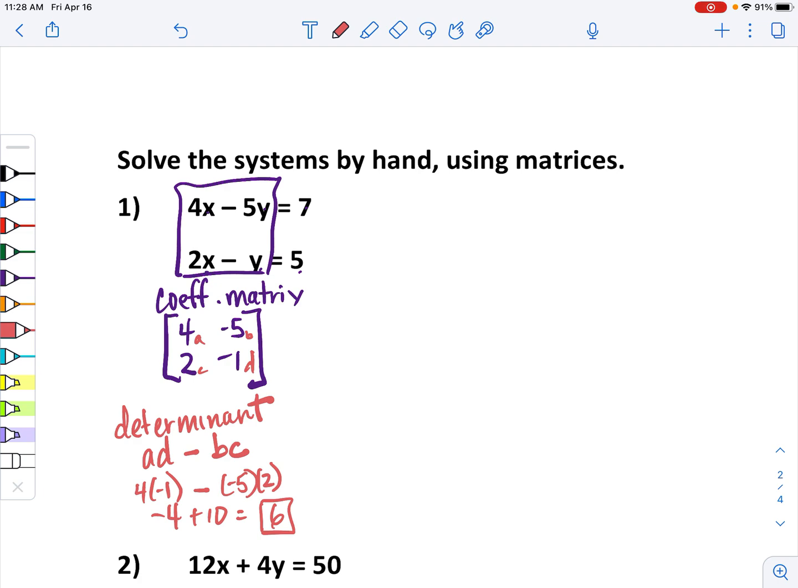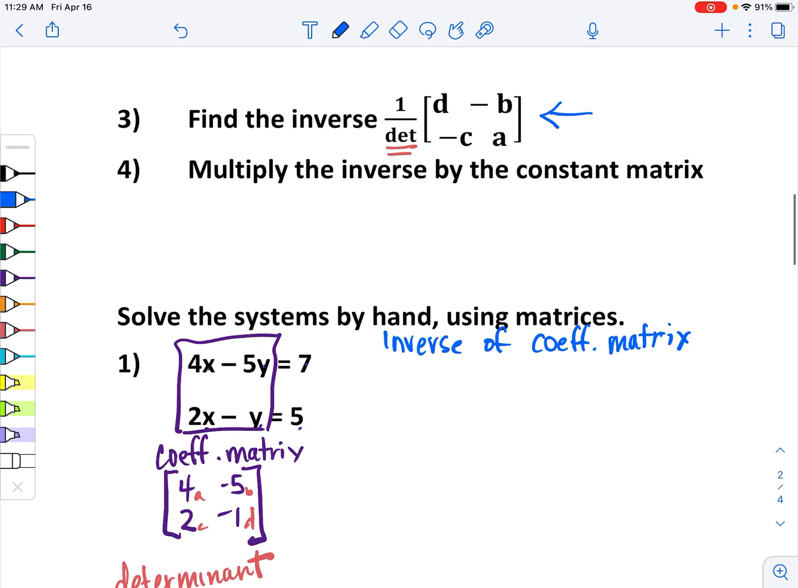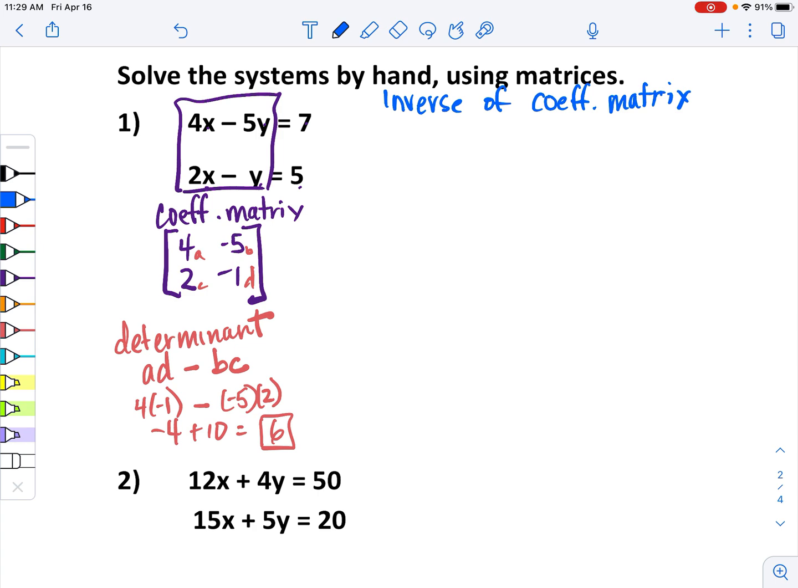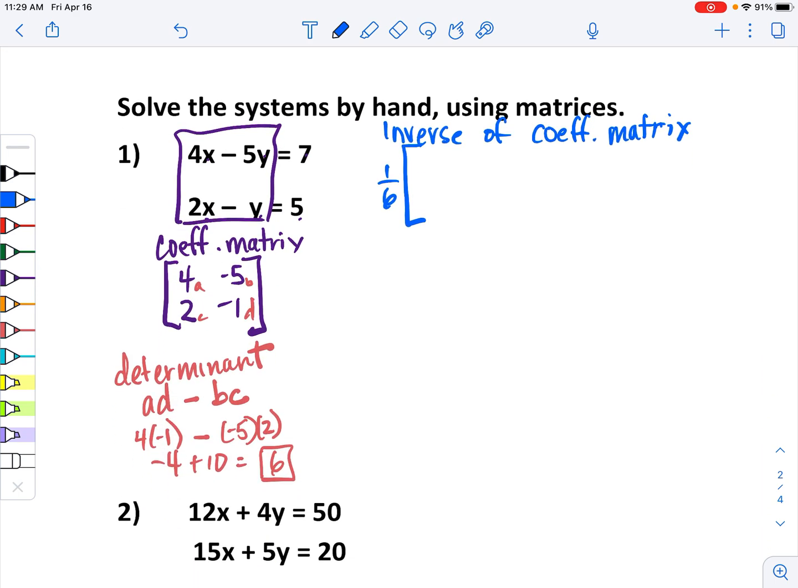I'm going to use that to find the inverse of my coefficient matrix. So the inverse of the coefficient matrix. Okay, and I'm using this from up here, all right? So if I put 1 over my determinant, so that means it's 1/6 times, and then I do D negative B. So basically A and D switch places. And B and C stayed in the same place, but they change signs. So I have -2 and +5. That's what that means. A and D change places, and B and C change signs.